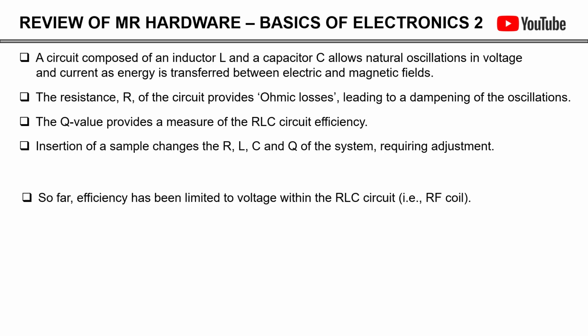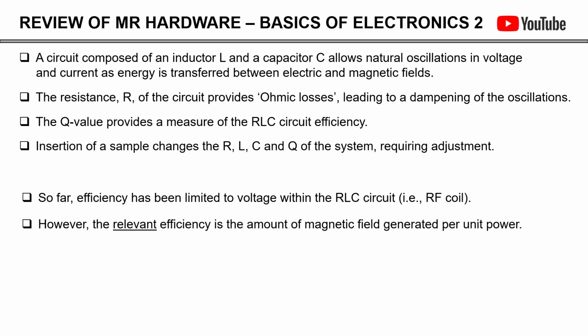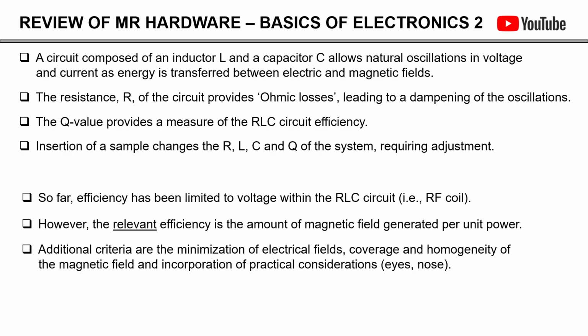We have talked about efficiency in the previous videos, and mostly about looking at the efficiency of the voltage in the RF coil. However, the more relevant efficiency is actually the amount of magnetic field that you can generate per unit of power. Besides the increased efficiency, additional design criteria are the minimization of electrical fields, the spatial coverage of the coil and homogeneity of the magnetic field generated by that coil, and then also other practical considerations like cutouts for the eyes and the nose, etc.